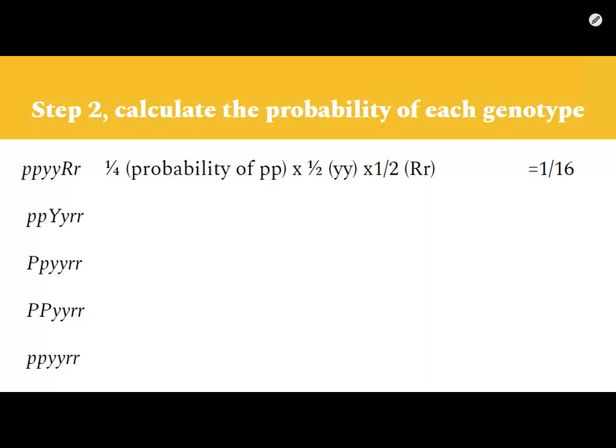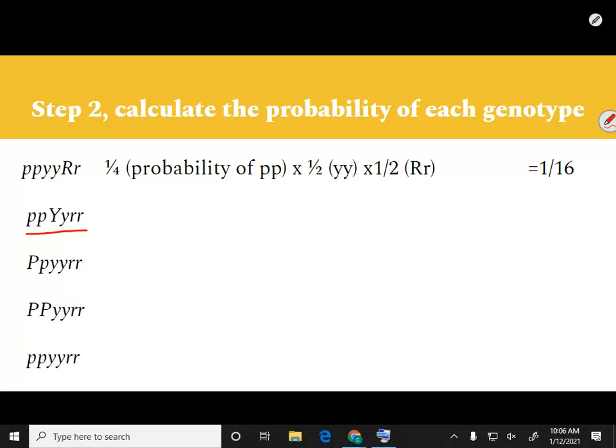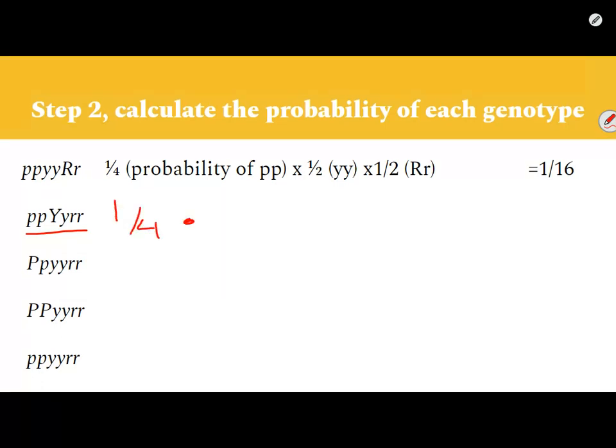So doing 3 little Punnett squares is still a lot easier than doing that big trihybrid cross at the beginning, yes? Okay. So with our next one, right? What's the probability of getting little p, little p? 1/4. What's the probability of getting big Y, little y? What's the probability of getting big R, little r? 1/2. So 1/4 times 1/2 times 1/2 equals 1 out of 16.